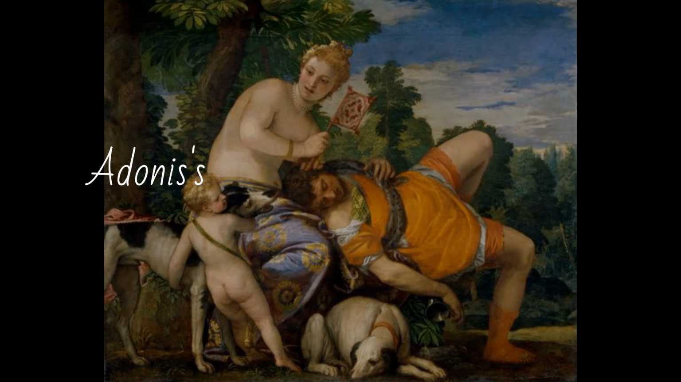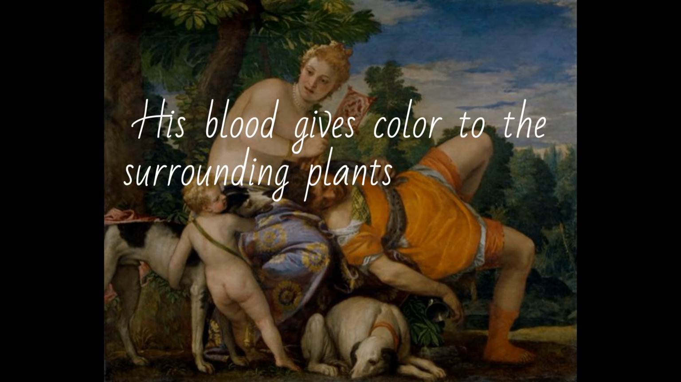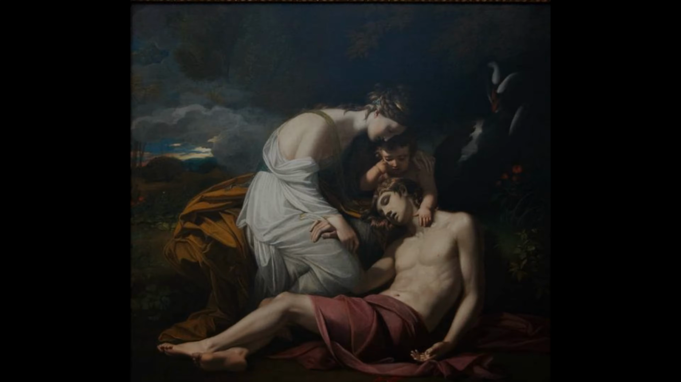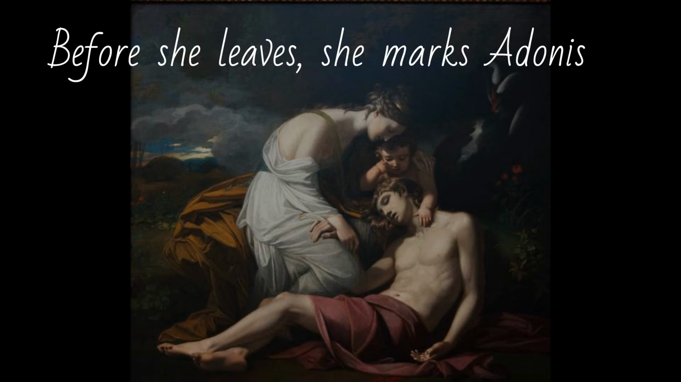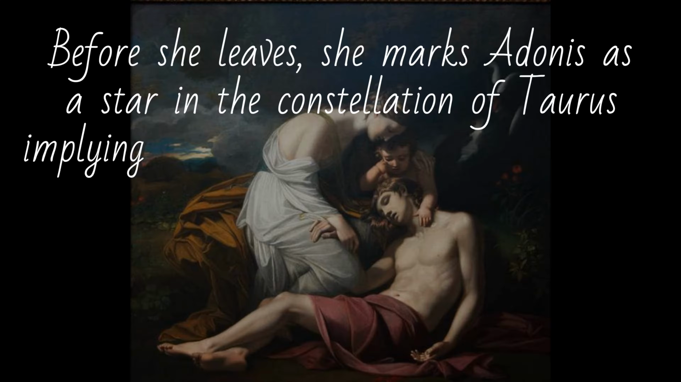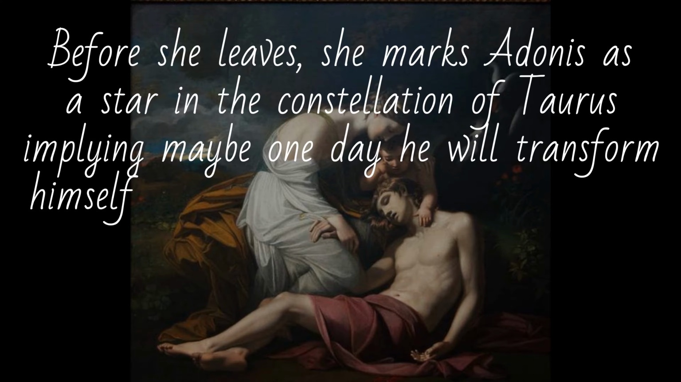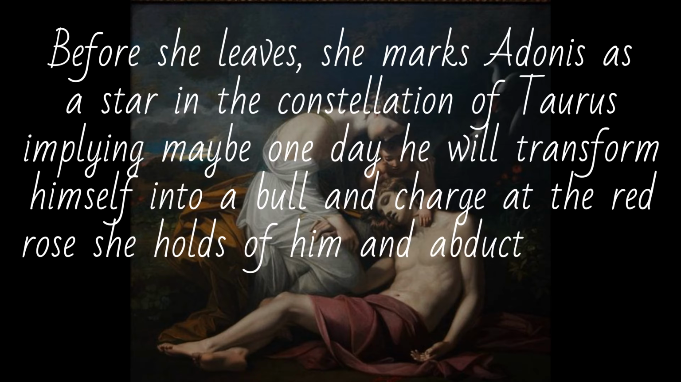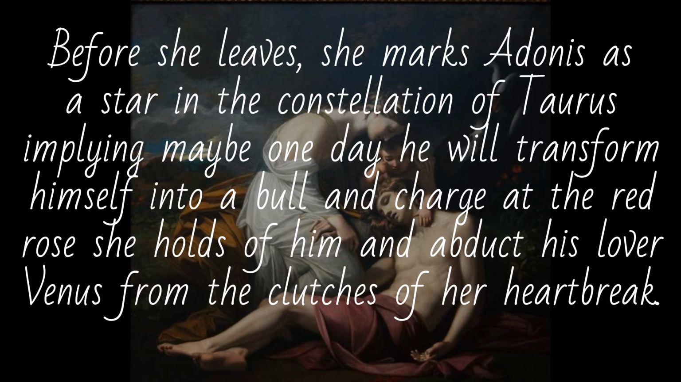and sadness. Adonis' body grew stiff and pale. His blood gives color to the surrounding plants and taints the white rose a blood red. Act 3. Before she leaves, she marks Adonis as a star in the constellation of Taurus, implying maybe one day he would transform himself into a bull and charge at the red rose she holds of him and abduct his lover Venus from the clutches of her heartbreak.